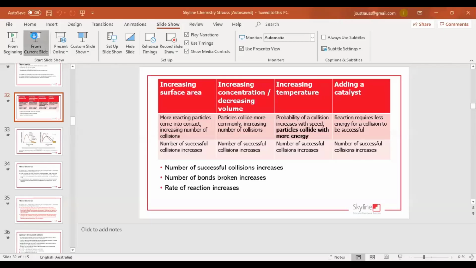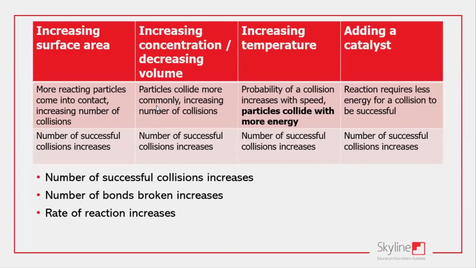So, as people have stated, we can increase the surface area, increase concentration or decrease volume, increase temperature, or add a catalyst. The way I would always explain it is in the following methods. Well, for rate of reaction to increase, we need to either increase the number of successful collisions, or just increase the number of collisions, because a reaction occurs when bonds broken increases.